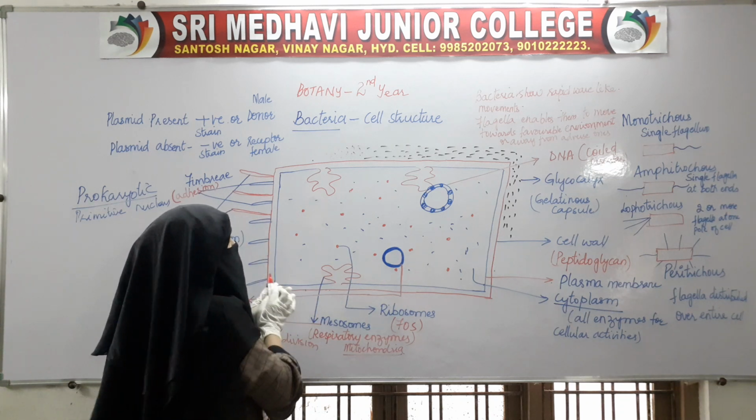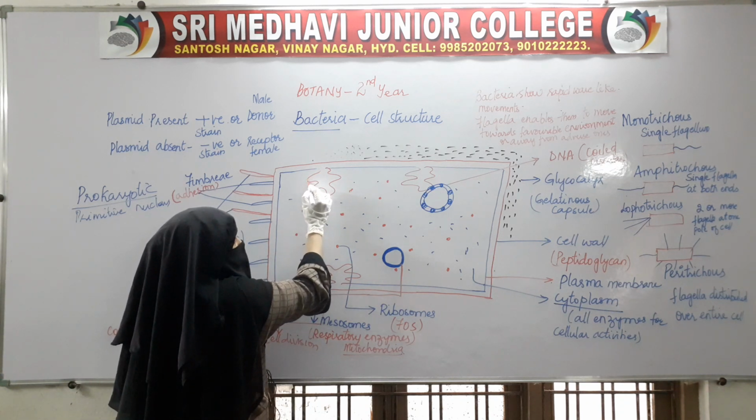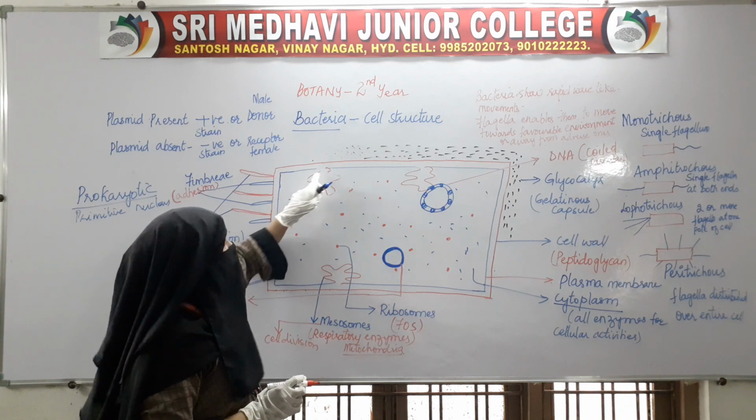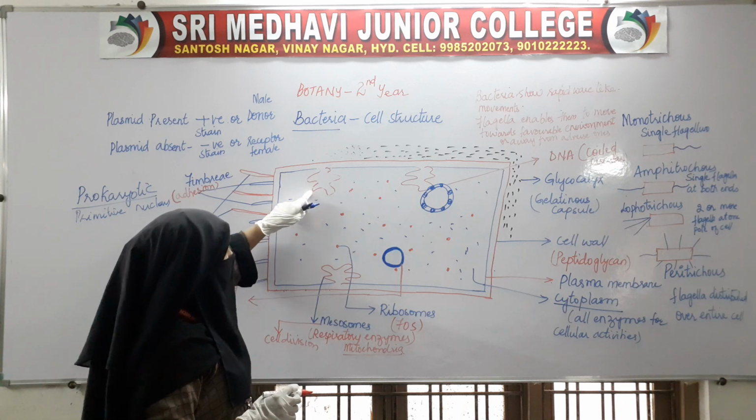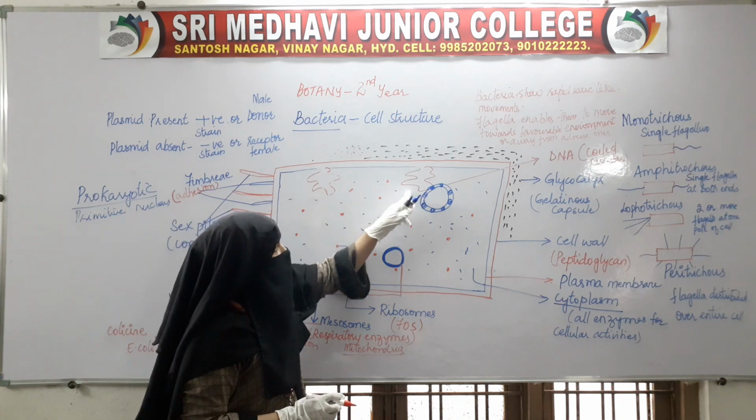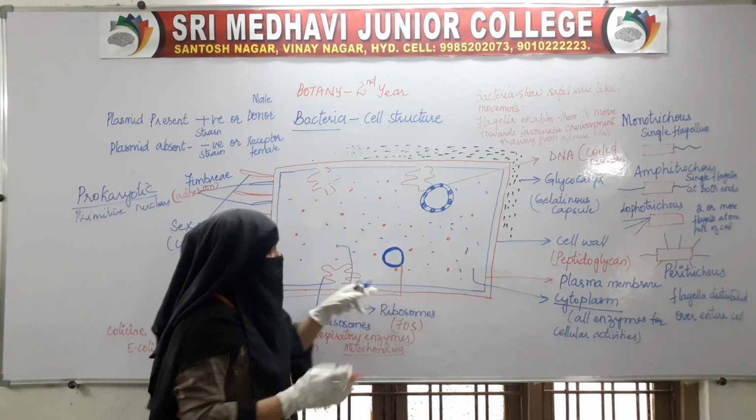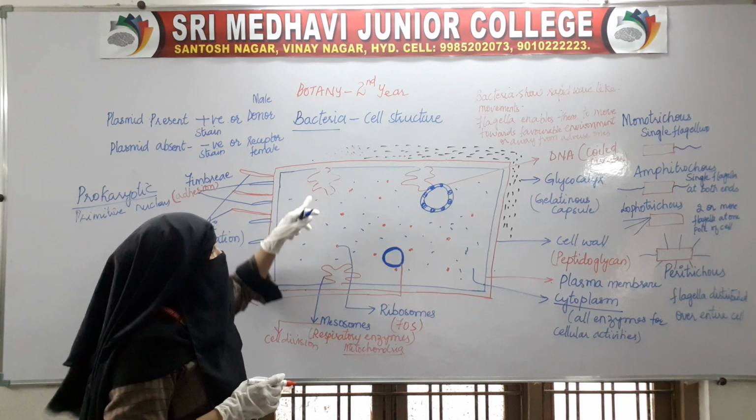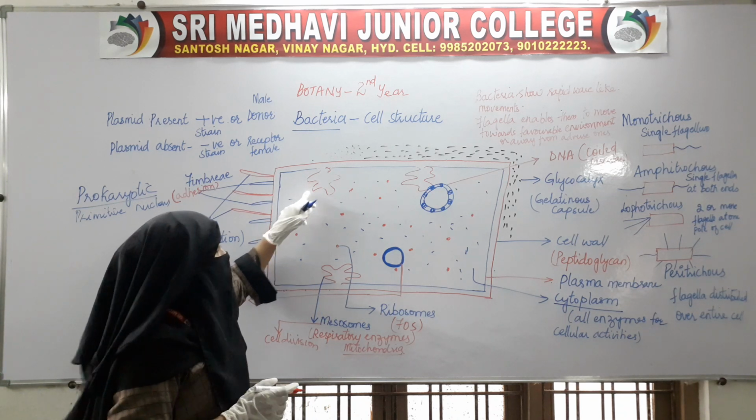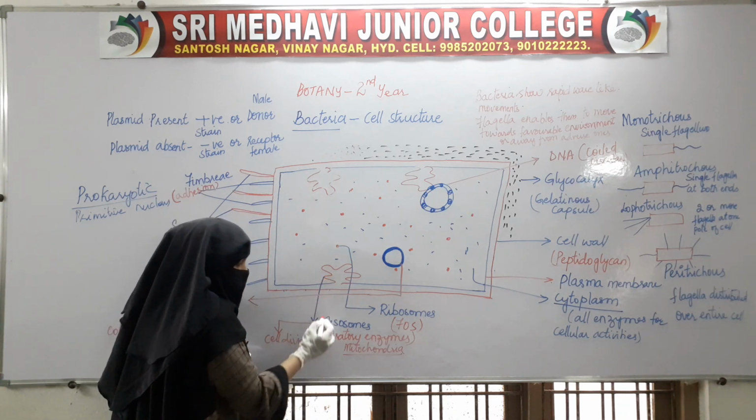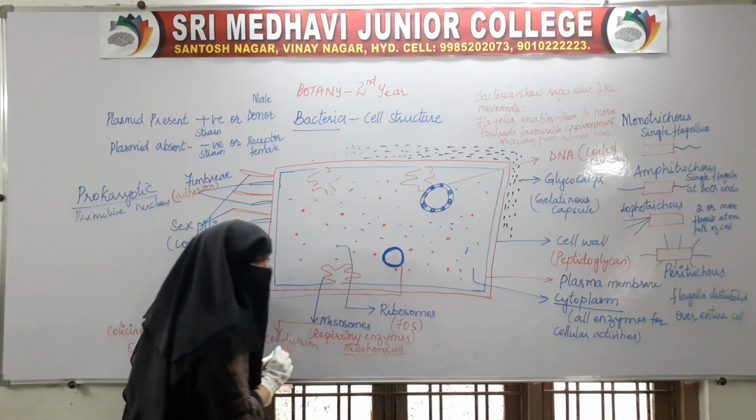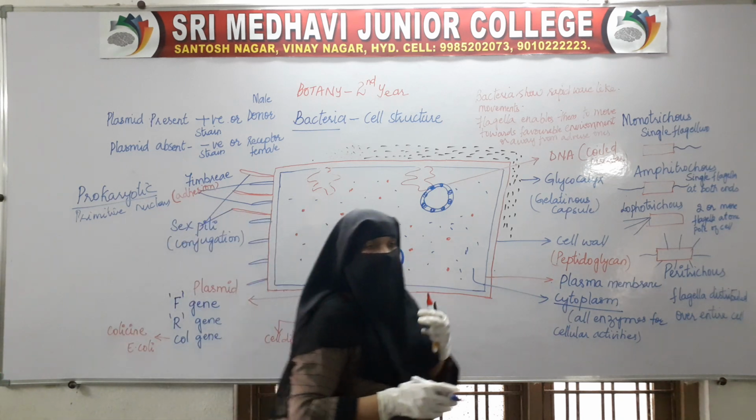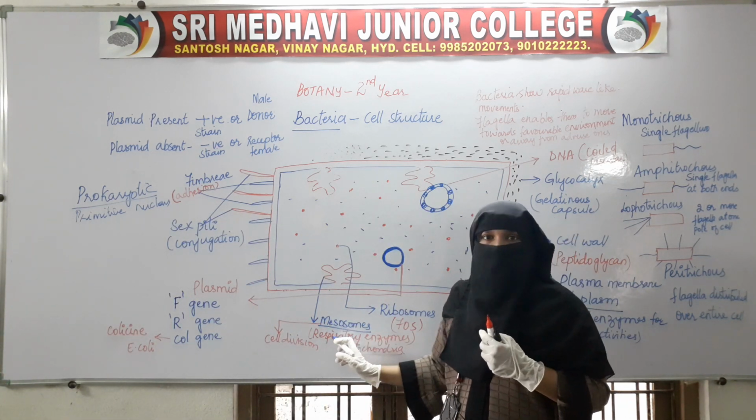Apart from this, the plasma membrane is thrown into many folds. So, here this is continuous, then again it is thrown into many folds. Like this, all over, many folds will be present. Those folds are of the plasma membrane. Now these folds of plasma membrane are called mesosomes.